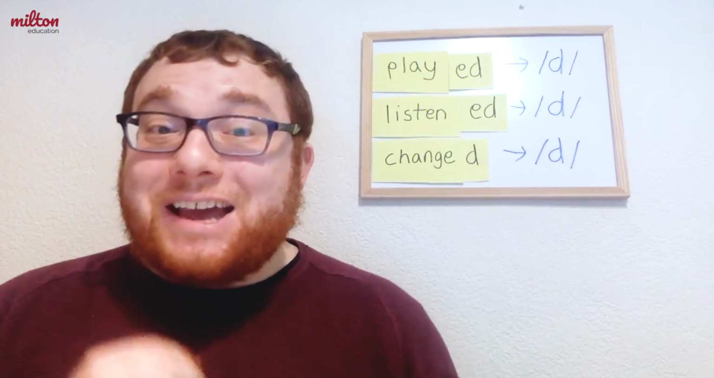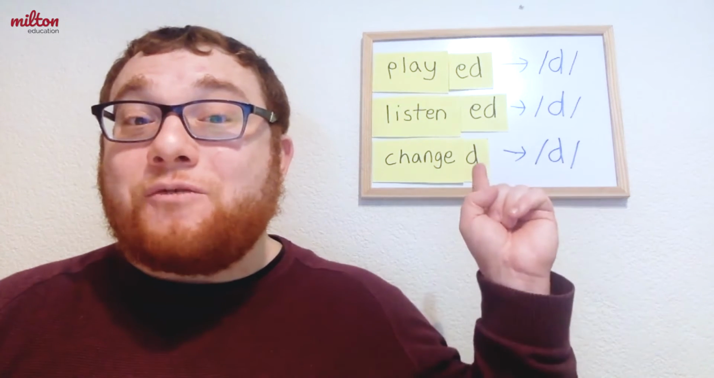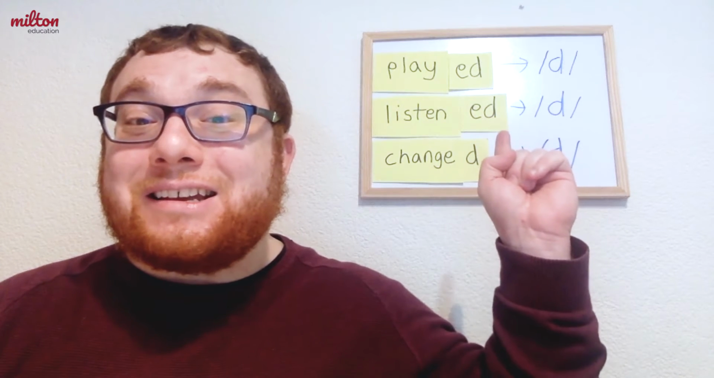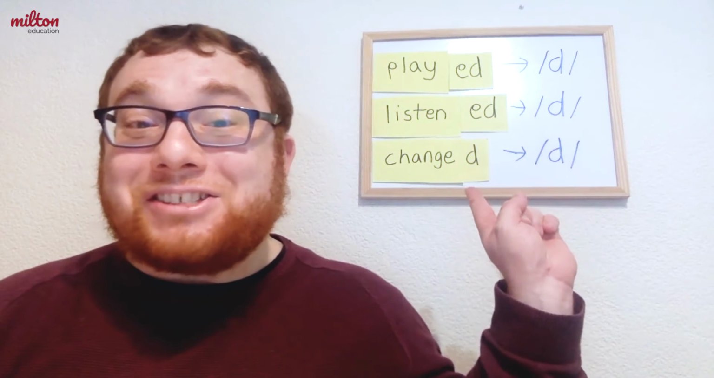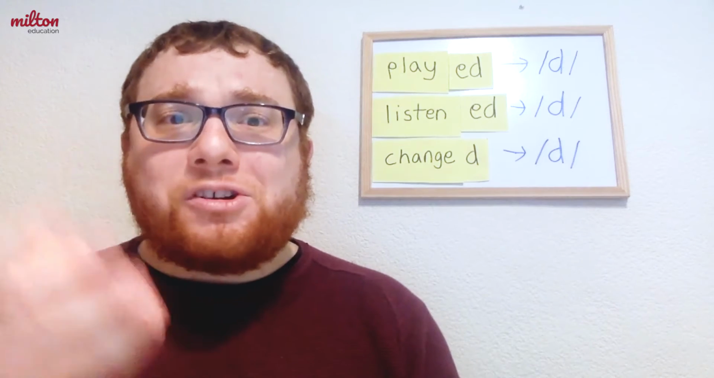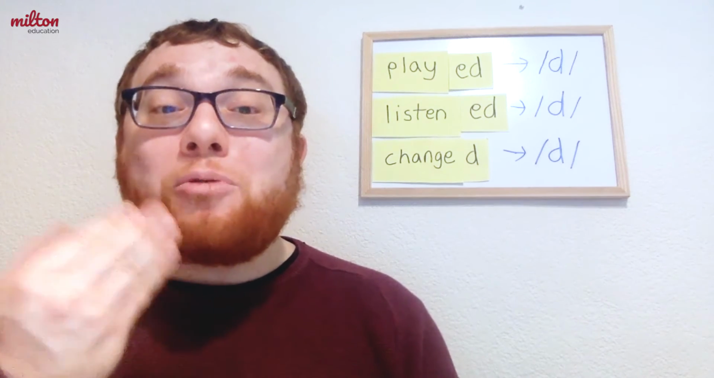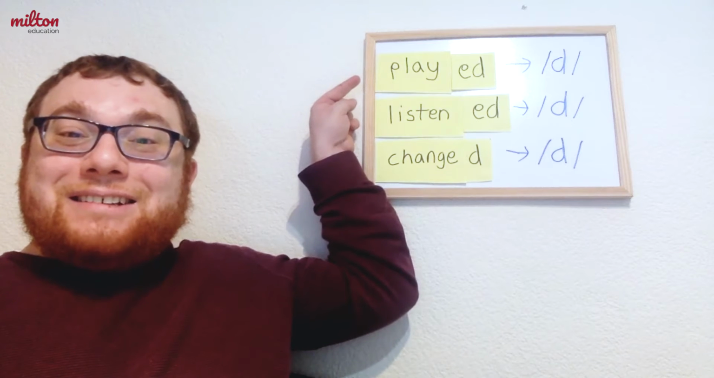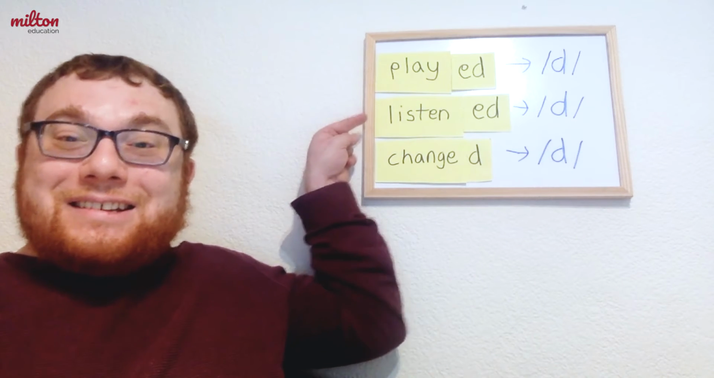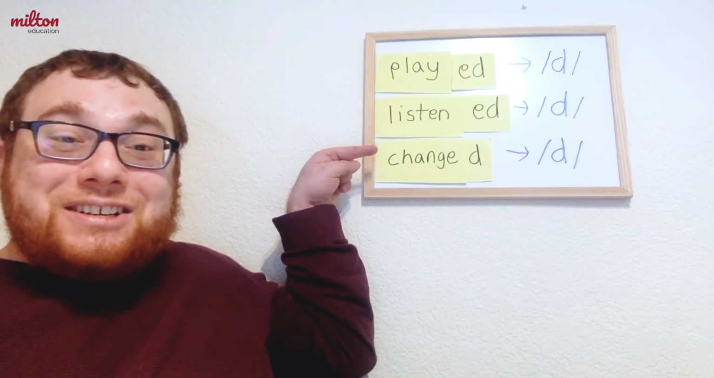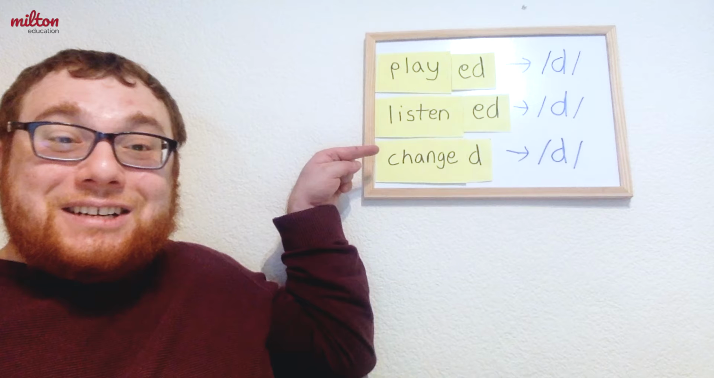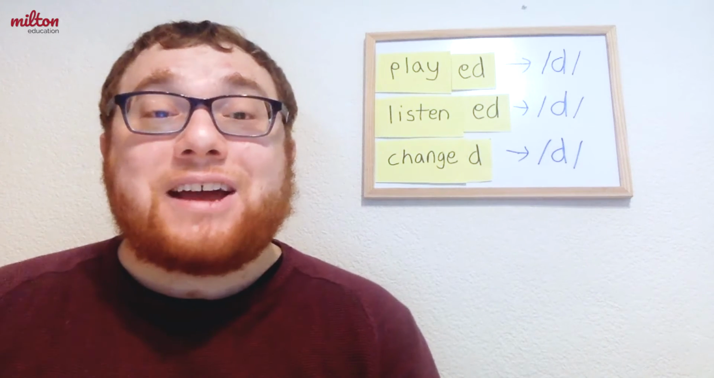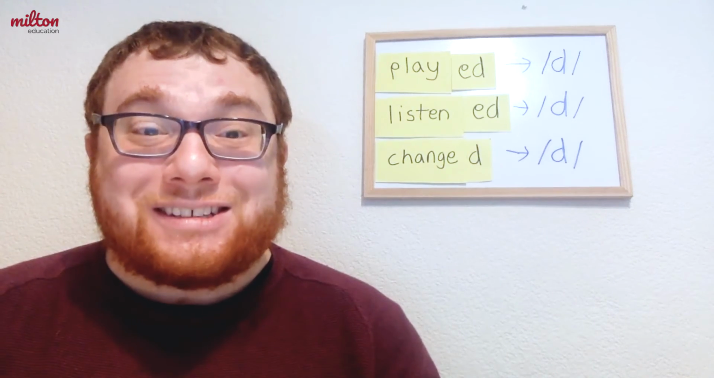We can see and hear this sound in verbs like played, listened, and changed. Repeat the words after me so you can practice the D sound. Played, listened, changed. Can you hear the D sound at the end of these words?